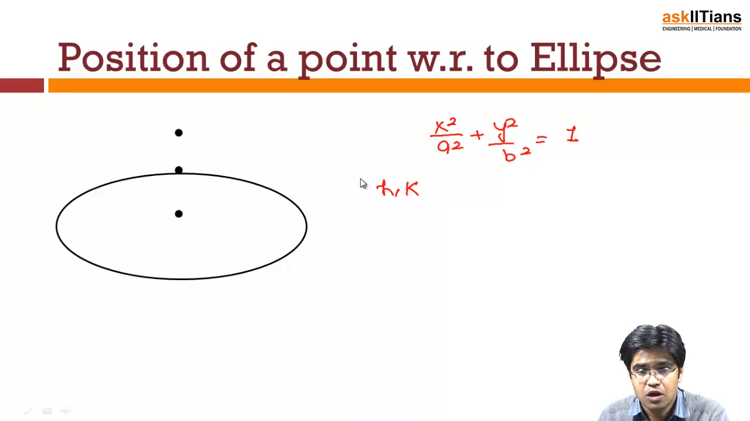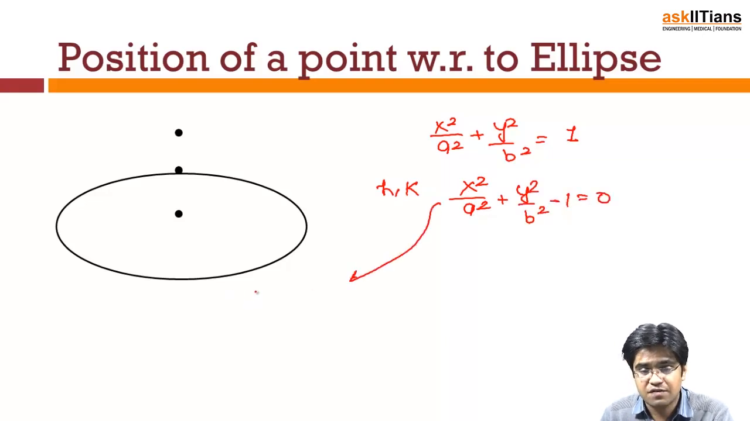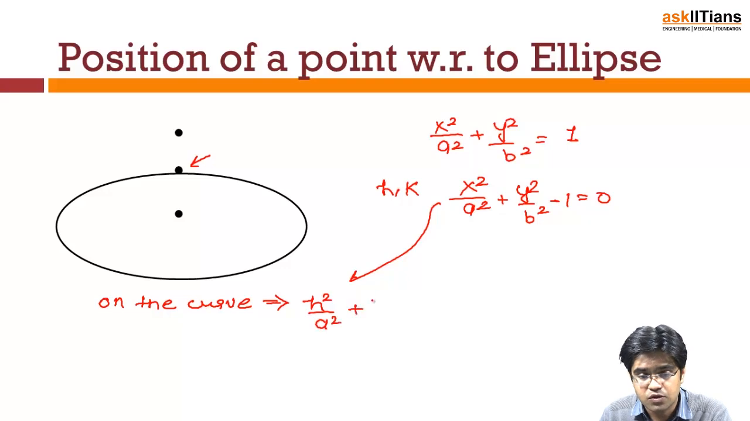This (h, k) can be inside the ellipse, on the ellipse, or outside the ellipse. In these cases, we need to transform our equation a bit and write x square by a square plus y square by b square minus 1 is equal to 0. Now, if this point (h, k) lies on the curve, it is going to satisfy this equation. So h square by a square plus k square by b square minus 1 is equal to 0 here. That means if your point is on the curve, it is going to satisfy this equation.